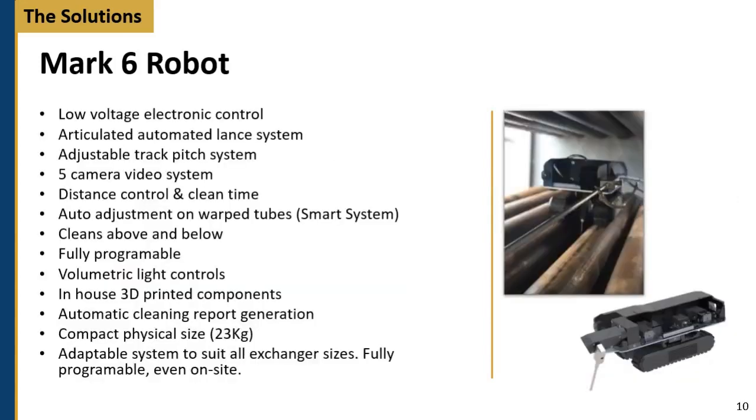So, Mark 6 robot, next generation. Let's look at some of the features that make it just that. Low voltage electronic control. On site, the robot will run on 110 volt power. The Mark 5, in addition to power and water, also required an air connection to run air motors. So the Mark 6 uses less resources. The refinery and setup time is reduced because of that.